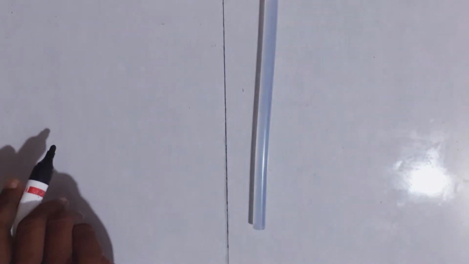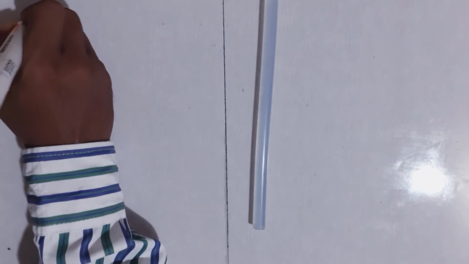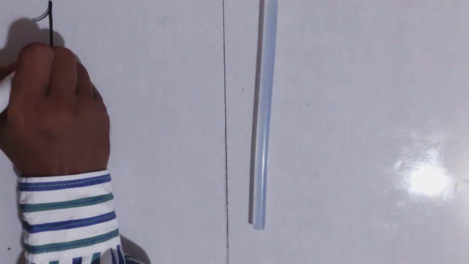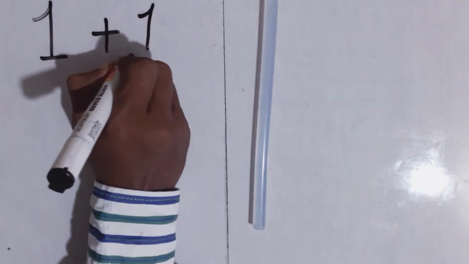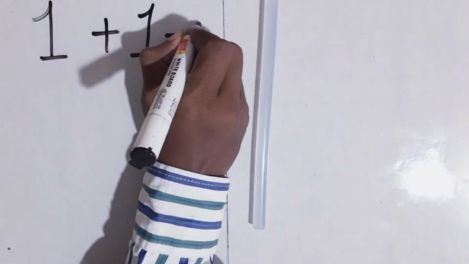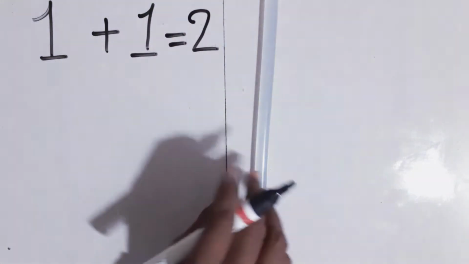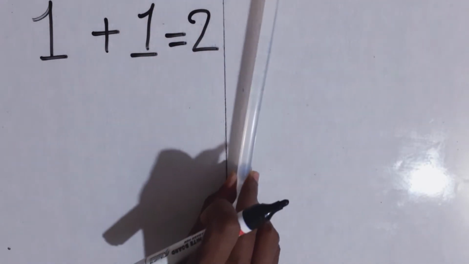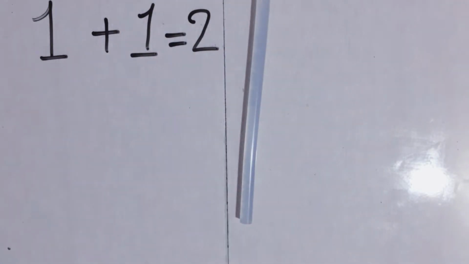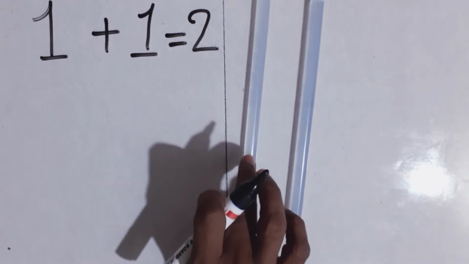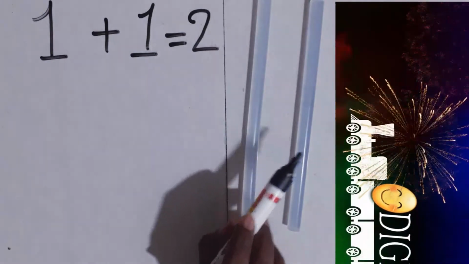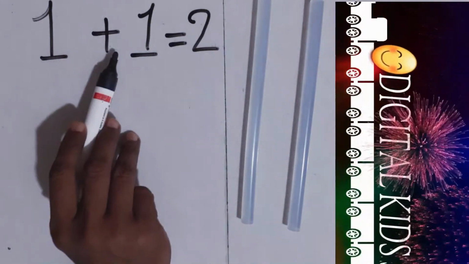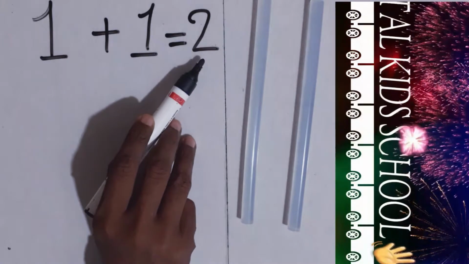Dear students, now we are learning addition table. 1 plus 1 is equal to 2. See, this is one stick. If we add one stick, 1 plus 1. Now you count 1, 2. Here 1 plus 1 is equal to 2.